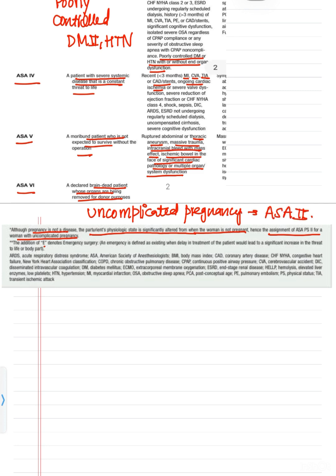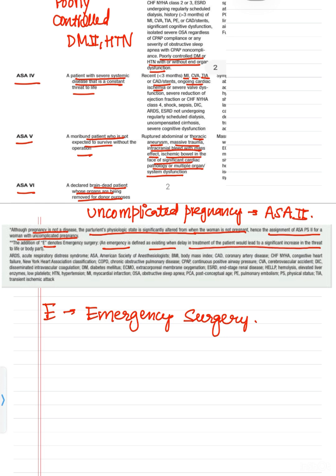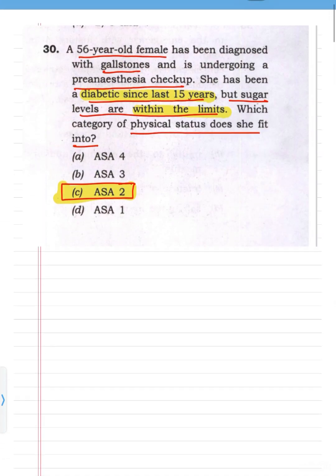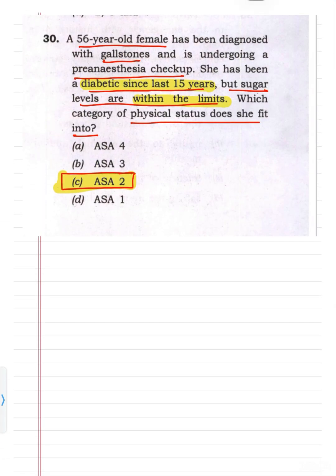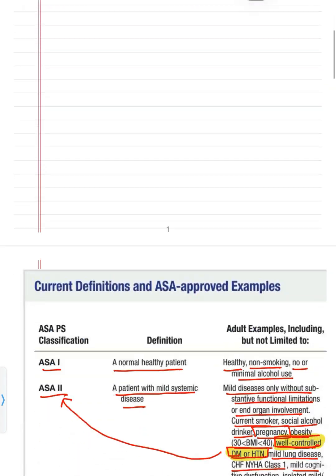Then there is the addition of E, for emergency surgery. And what is emergency? Emergency is defined as existing when delay in treatment of the patient would lead to significant increase in the threat to life or the body part. So this was about question number 30, and the answer will be ASA 2 because the diabetes is within the limits, the sugar is within the normal limits, it is well controlled.